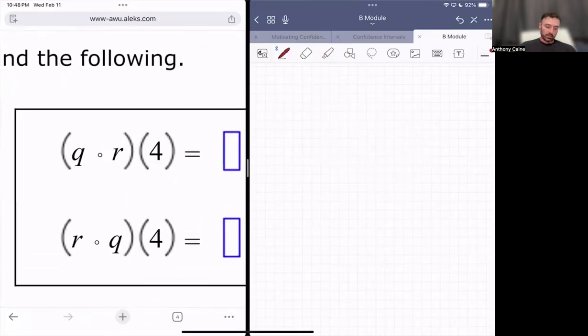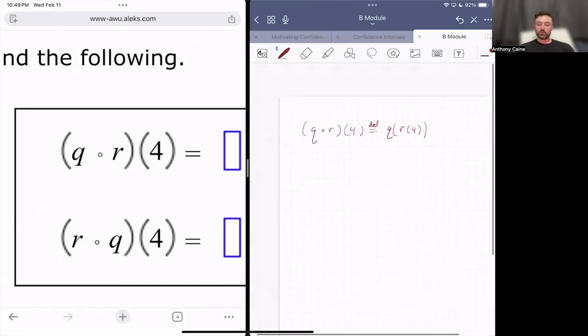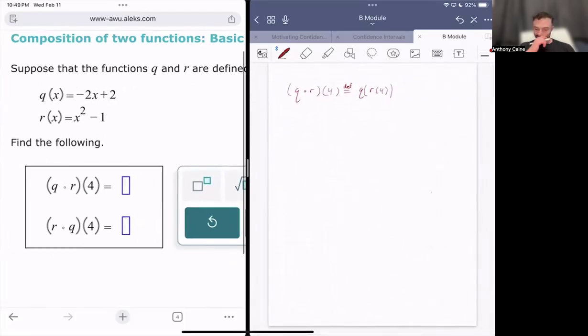Okay, see how they wrote a little circle R? This is just another way to write composition. So the definition is Q of R of 4. It's actually what we just saw, just another way to write it. That little circle is called a composition circle. So we need to do R first. So we're going to do 4 squared minus 1. 16 minus 1 is 15. So this is Q of 15. And then that's going to be minus 2 times 15 plus 2. That's minus 30 plus 2, which is minus 28.